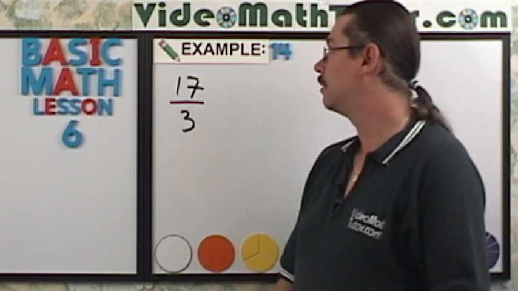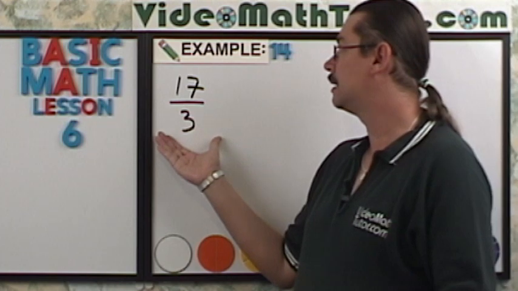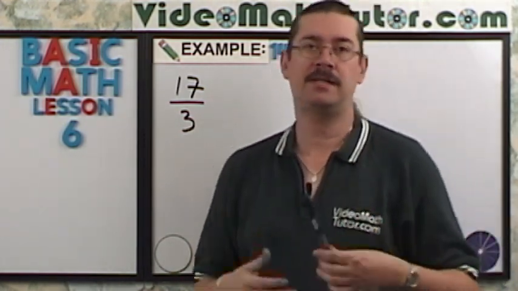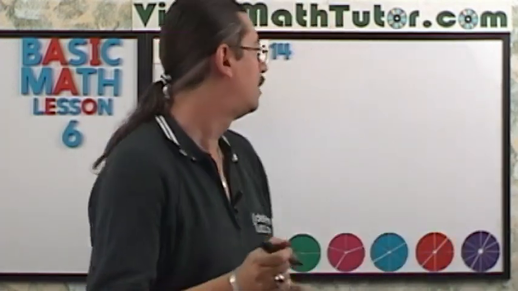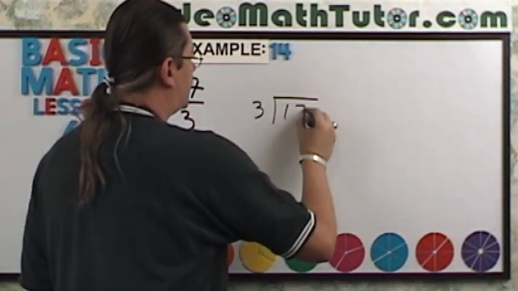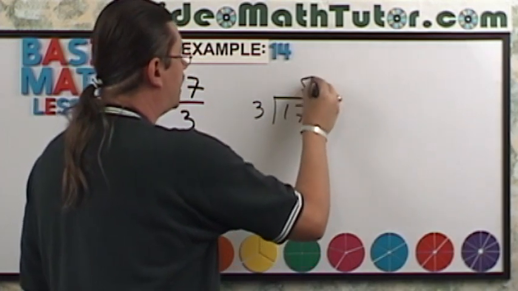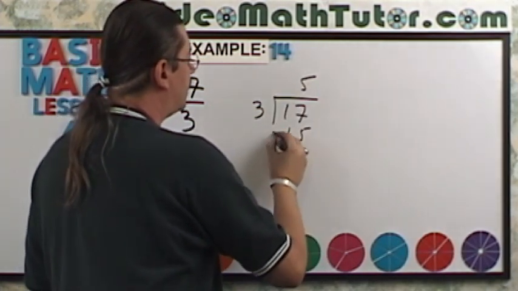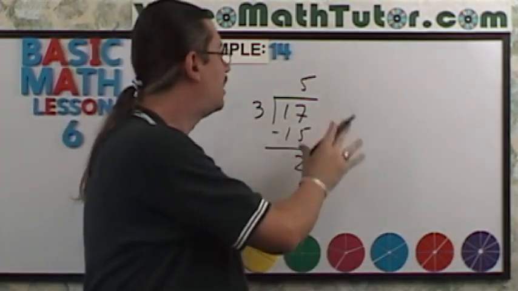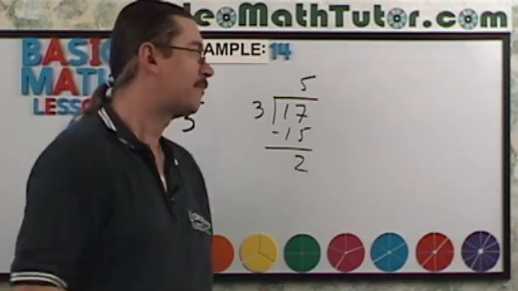For this example, let's actually convert 17/3 into a mixed number. So the first step is to do division. So I'm going to go, 3 divides into 17 how many times? Well, 5 times 3 is 15. My remainder is 2. Now from this information, I can get my mixed number.